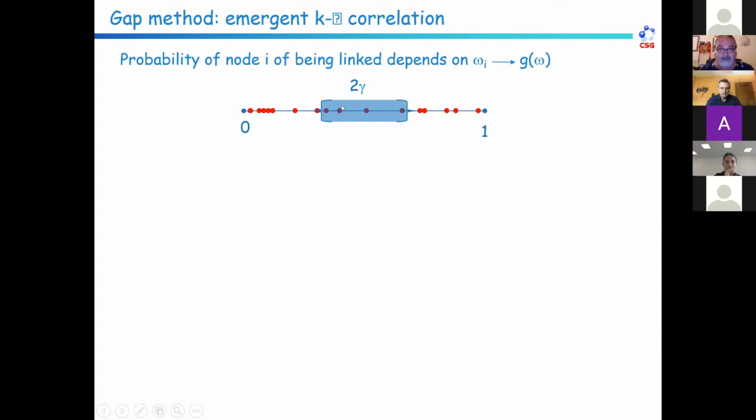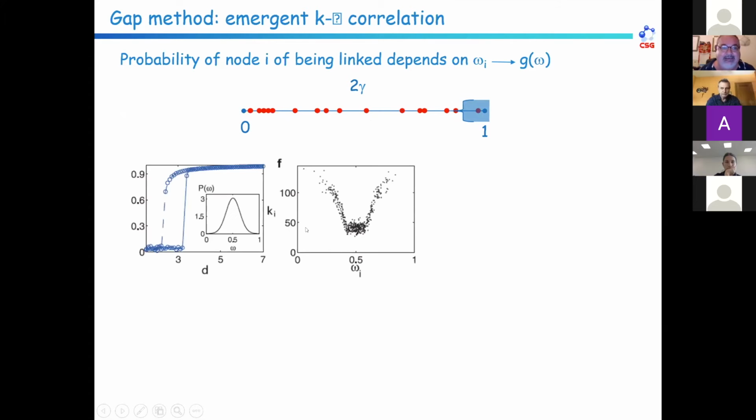And then when you take this 2 gamma segment and you move from 0 to 1, you can calculate exactly the expected function that should relate the final degree of your nodes with the initial frequencies omega_i of your oscillators. And you see that, in connection with the emergence of explosive synchronization, you have the emergence of correlation. This is a very well correlated structure, a V-shaped structure.